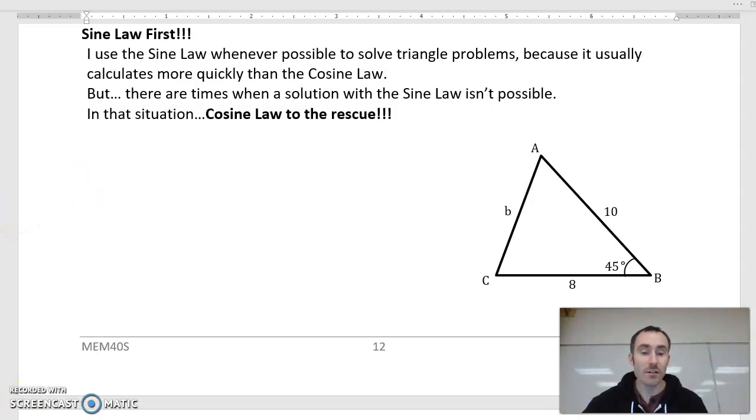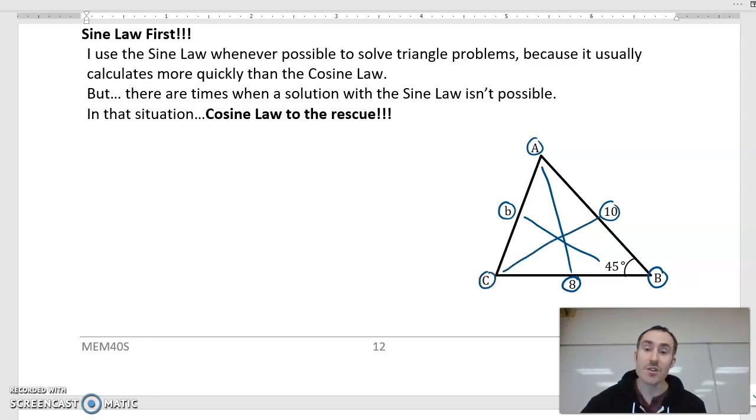So as an example, take a look at this guy over here, this triangle on the right. We are given angle B, 45 degrees, but we are not given side B. So that is not a completed pair. We are given side A, but we are not given angle A. So that's not a completed pair. We are given side C, but we are not given angle C. And so that is not a completed pair either. So there is no way to use the sine law in this particular triangle, but with this triangle we can use the cosine law.